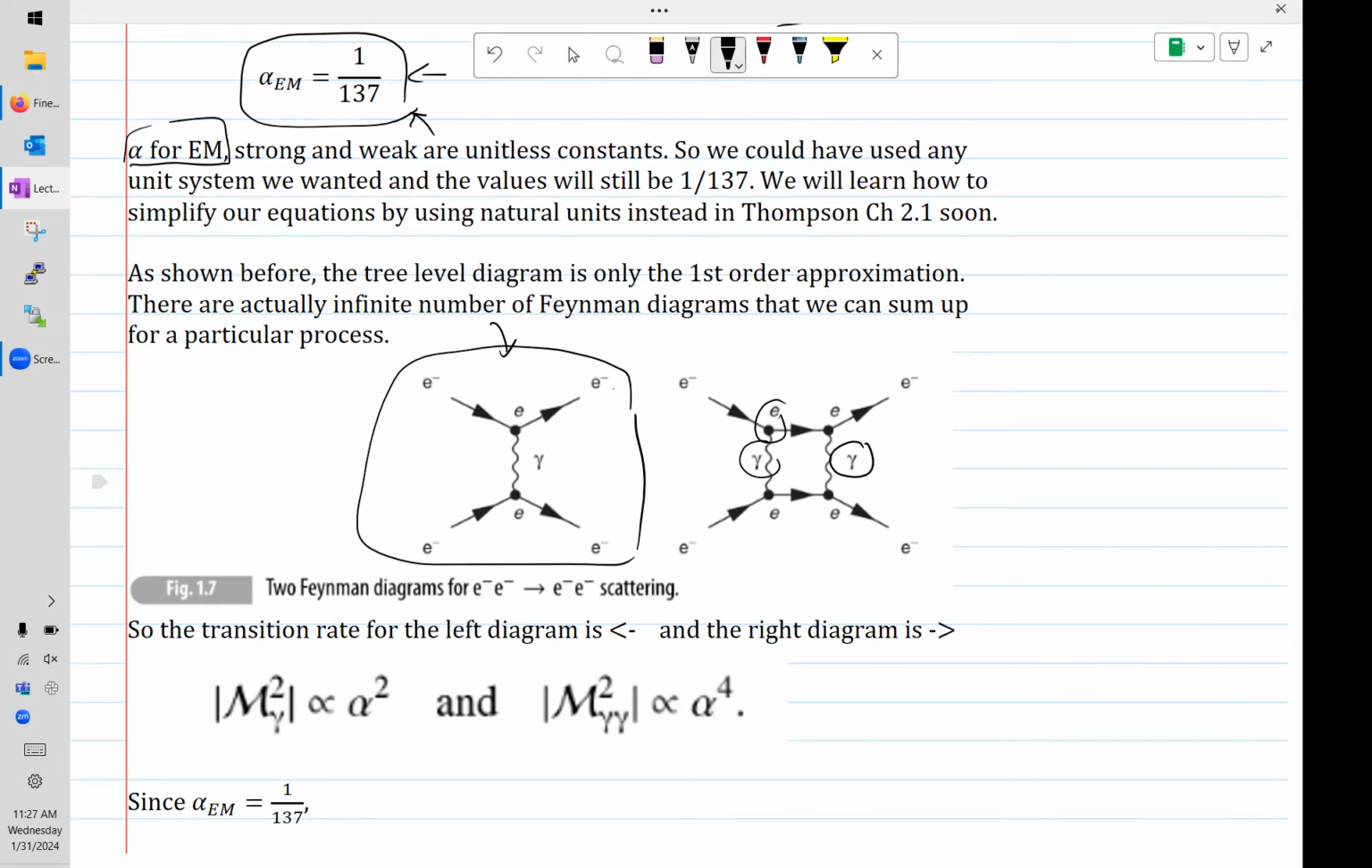Because what's happening here is, remember this tree diagram? I don't like this letter G. So this is a coupling constant G, G sub E here. But over here, how many of these coupling constants do we have?